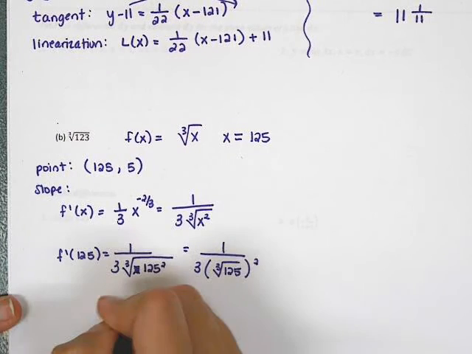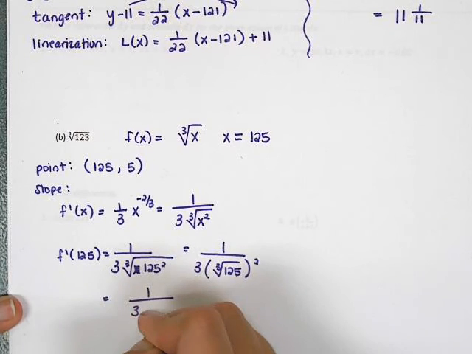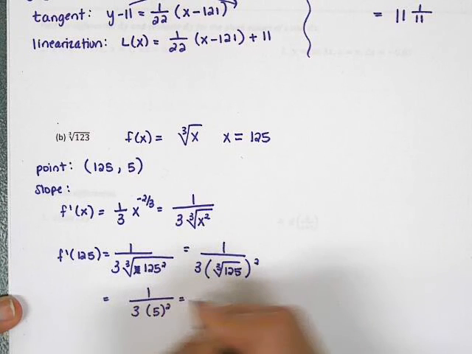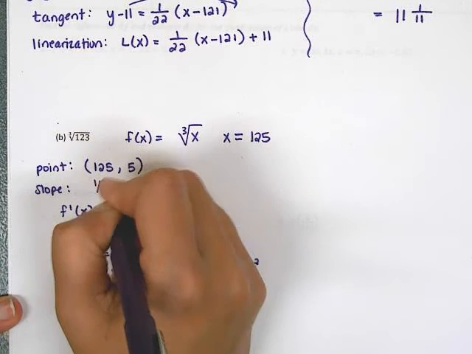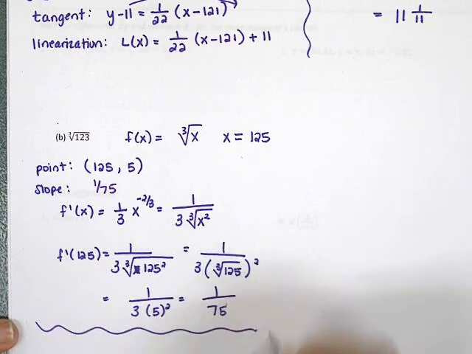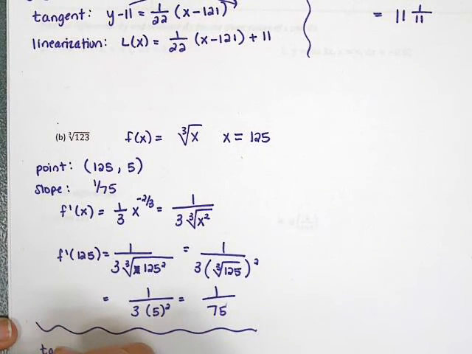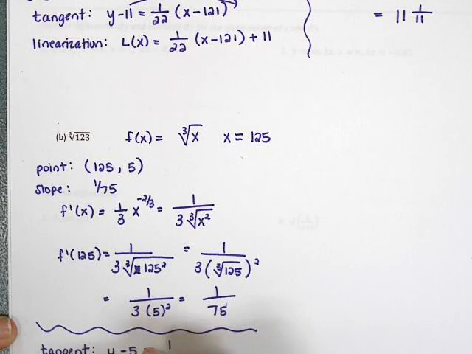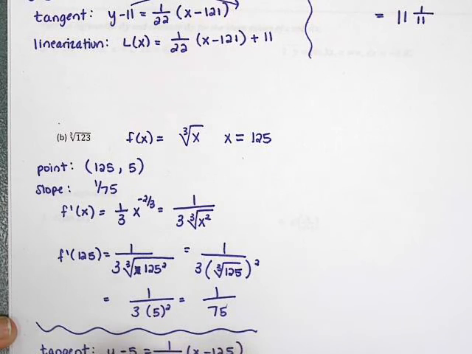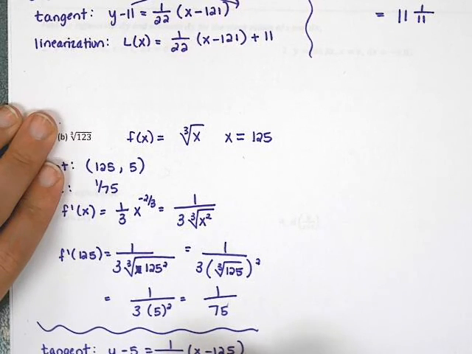The cube root of 125 would be 5. 5 squared is 25, which times 3 is 1/75. So my tangent line here would be y minus 5 equals 1/75 times x minus 125. If I want to rewrite that as a linearization, I'm just going to make it an L of x, and I'm going to add the 5.